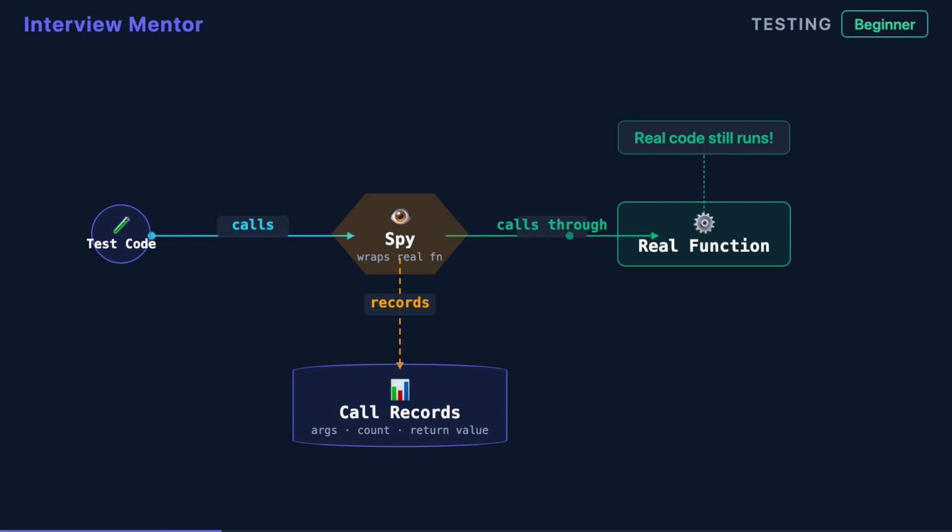It records how many times the function was called, what arguments were passed to it, and what value it returned. Spies give you full observability into a function's behavior without changing that behavior at all.